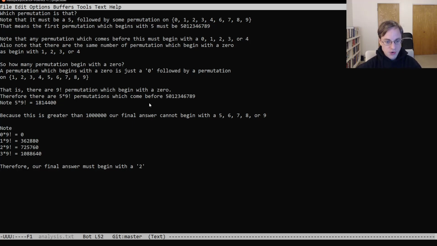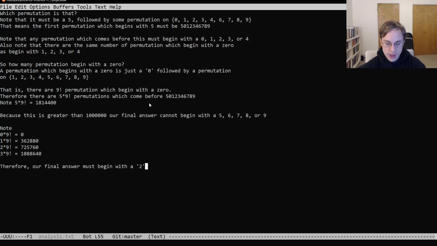And you can see that's because the first permutation which begins with a 2 has 725,760 permutations that come before it. And so it must start with a digit that is at least 2. But if it were to start with a 3, the first such permutation is already greater than 1,000,000. And so we know that it must be a 2.